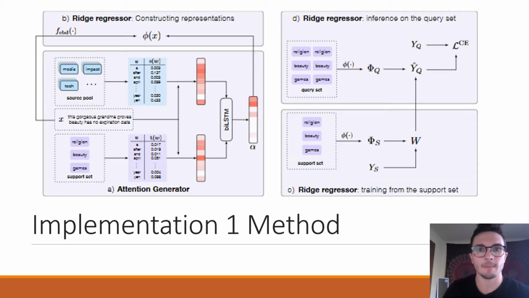In block A, the attention getter downplays the importance of frequently occurring words and calculates word importance to the context. Because these two statistics are noisy and contain complementary information, they are combined with a bidirectional LSTM function to fuse the final attention score as a function phi. Phi is passed to the ridge regressor and applied to the testing and training set to calculate the final prediction.